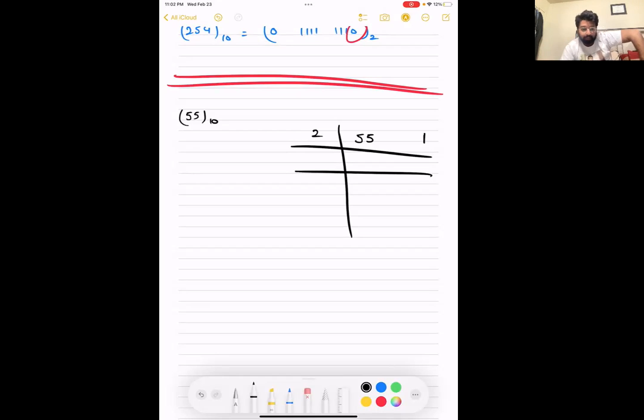Okay, now we're gonna solve it. So we know 55 divided by 2 will give us, let me use my calculator real quick, 27.5. So we're going to ignore the decimal portion. We're just going to write 27 here. All right. Then we're going to divide it by 2 again. 27 again is an odd number.